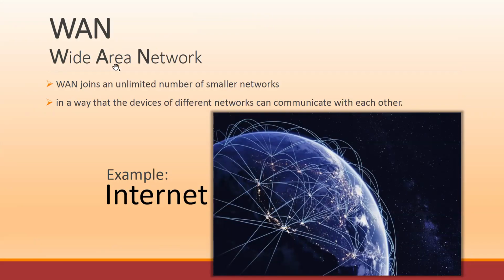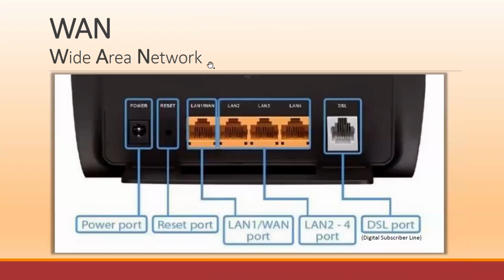Wide area network. We talked about that already. WAN joins an unlimited number of smaller networks in a way that the devices of different networks can communicate with each other, which basically is the internet, wide area network. All right. So now, here's an example of an old modem or a so-called box that's being sent to you if you order internet. Let's analyze some of that.